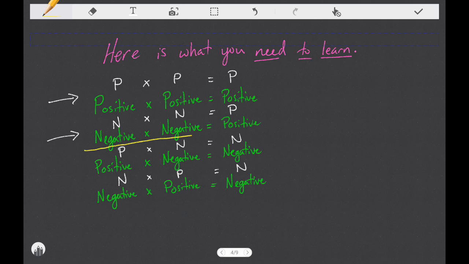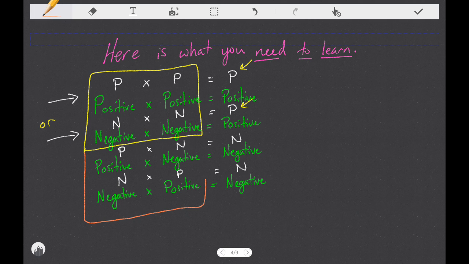If you have 2 things that are the same, positive times positive or negative times negative, my answer is going to be positive. It doesn't matter. If both are the same, you're going to have a positive answer. However, if these are different, like these down here, and it does not matter the order, okay? It doesn't matter if the negative number comes first or second. Notice that my answer is negative.